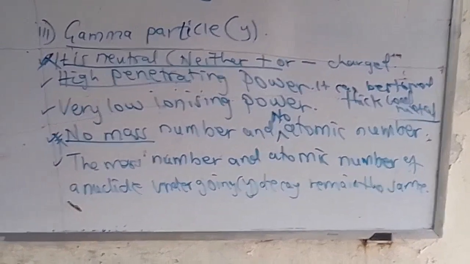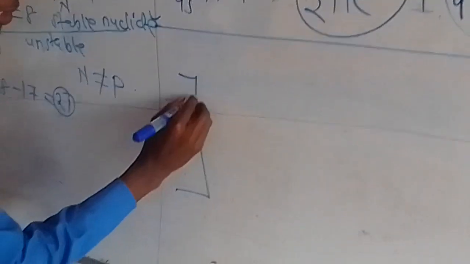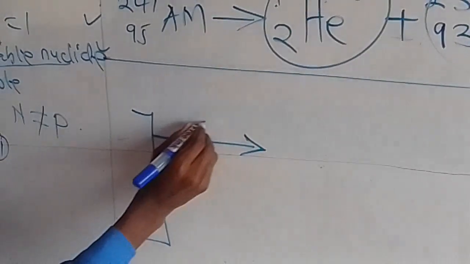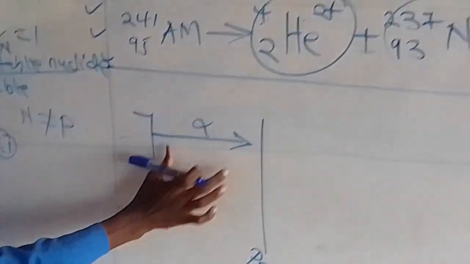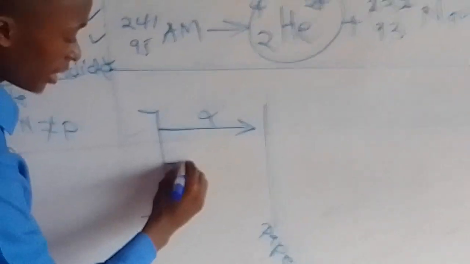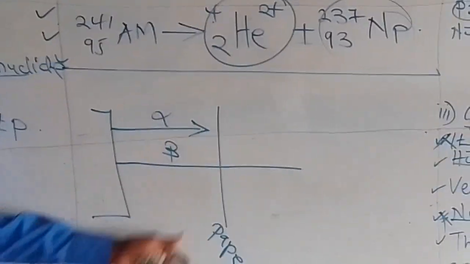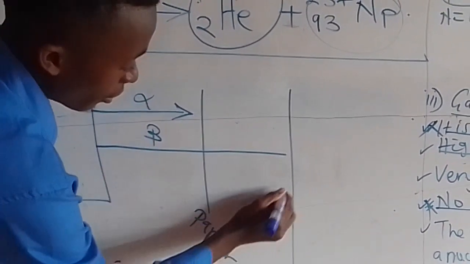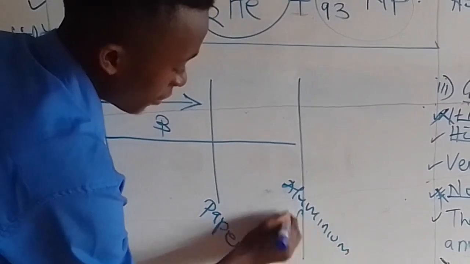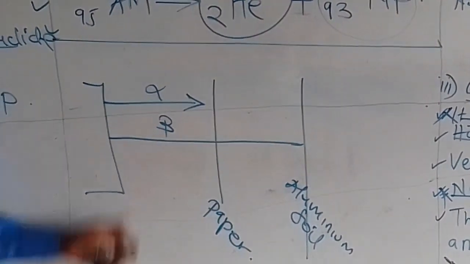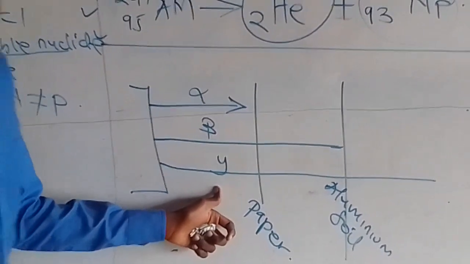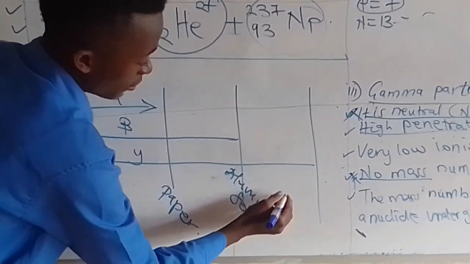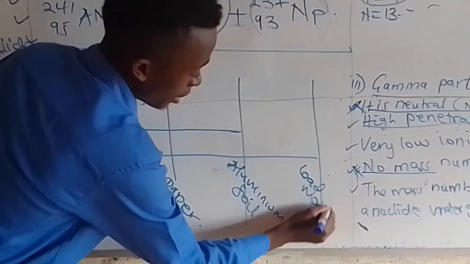As we wind up, we can look at a short illustration here. When these three rays are released at the same time, the alpha particle will be stopped by a piece of paper. It will not manage to pass. The second one, the beta particle, will manage to pass the piece of paper, but it will stop at aluminium foil, because it has a medium penetrating power. This one has low penetrating power. But now the third one, the gamma ray, has very high penetrating power. It will be stopped by lead metal, and a thick one.